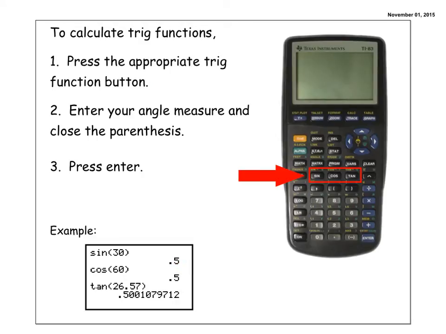So if you want to go ahead and actually practice a couple of these, put these in your calculator. I gave you an example here that came from the screen. So I press sine, put in 30, close my parenthesis. I press cosine, put in 60, close my parentheses, and then I put in tangent, 26.57, close parenthesis, and you see what I got.